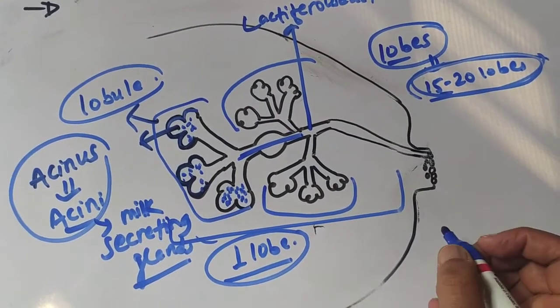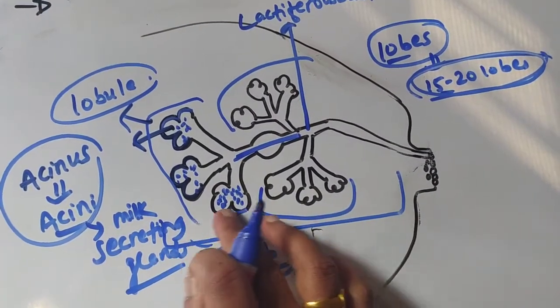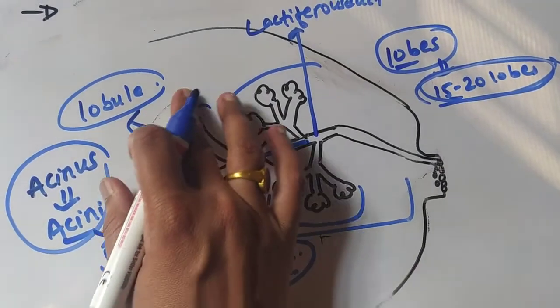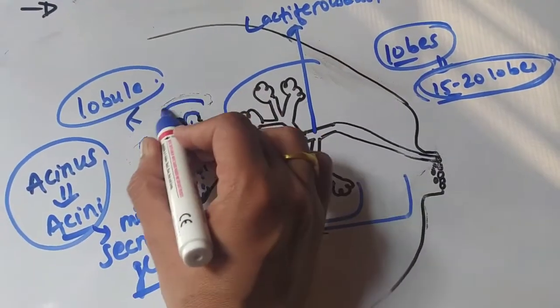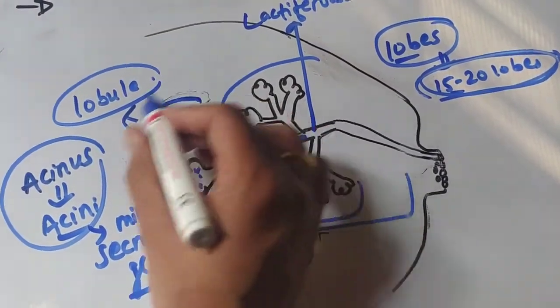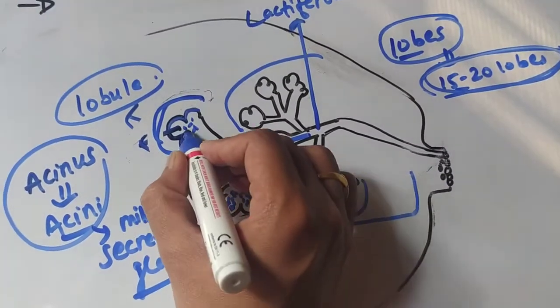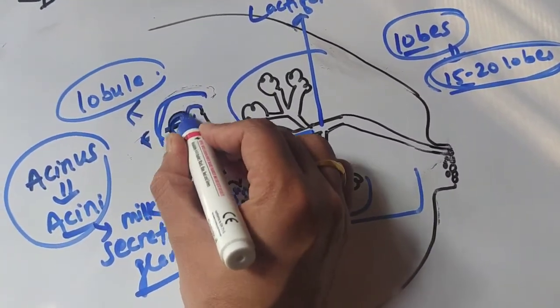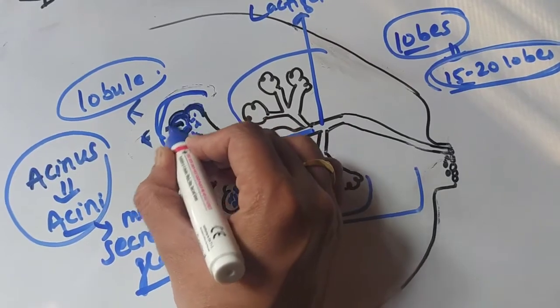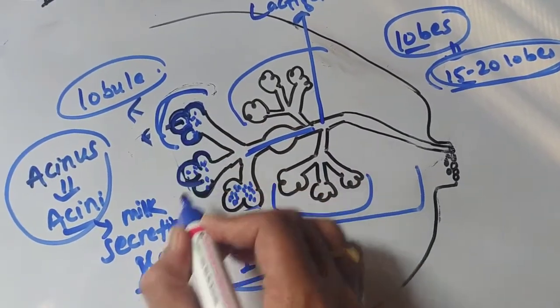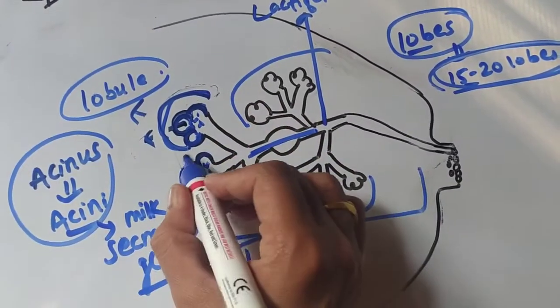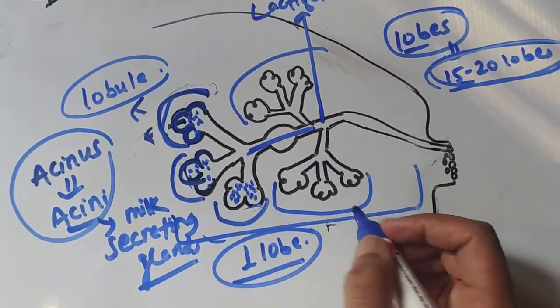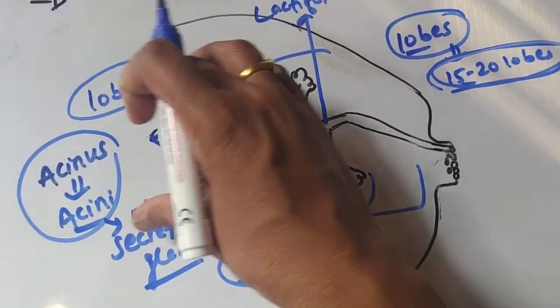Let me tell it in a better way. Sorry, I said this is one lobule. No, actually these structures are acini. So this is one acinus, and now this is one lobule. So as a whole, this is a lobe.